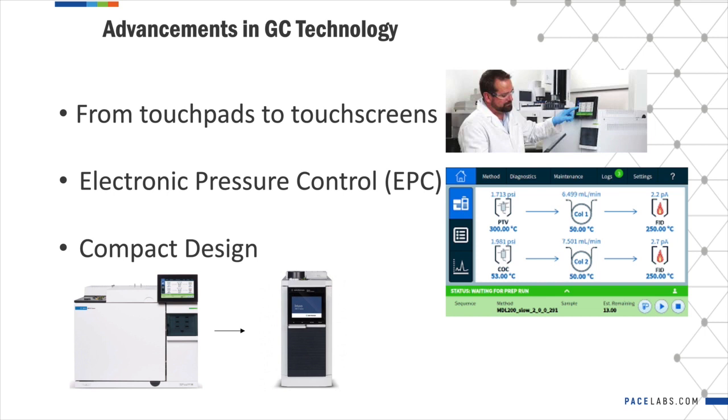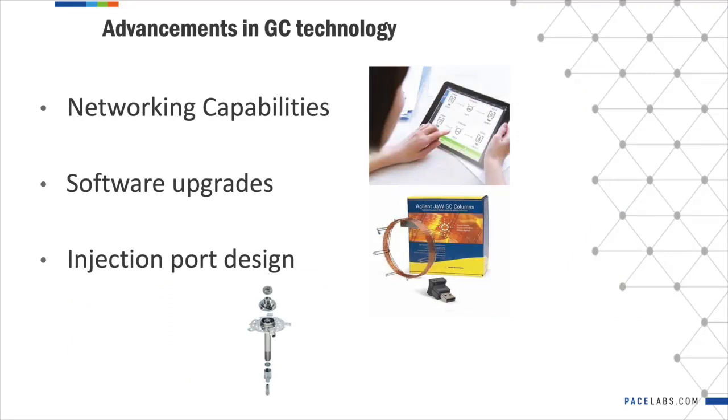EPCs are much more compact now and easier to troubleshoot or replace. They have increased longevity and reliability against gas contaminants. Some GCs offer a more compact design, also known as a micro GC, like the Agilent 6850 and the new Intuvo design.